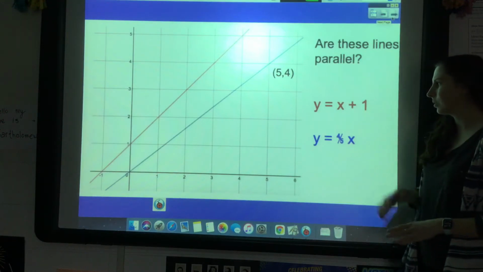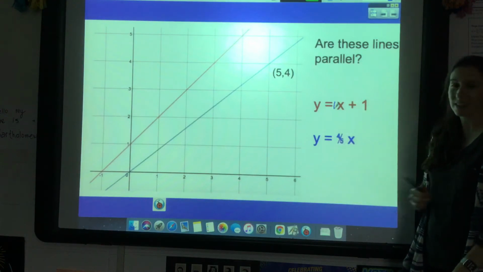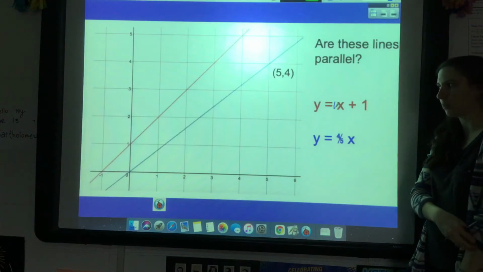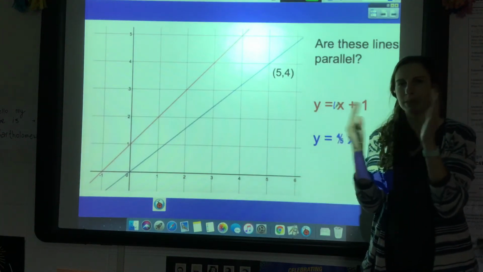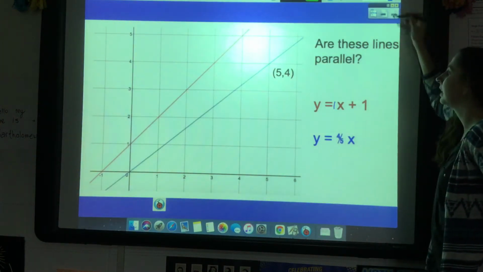So, this one has a slope of 1, and this one has a slope of 4/5. So they're definitely not parallel, because if they were parallel, they'd have to have the same exact slope. They'd have to be sloped the same. So no, they're not parallel.